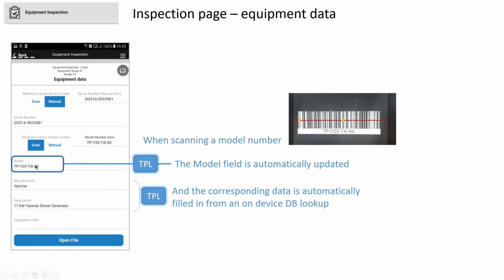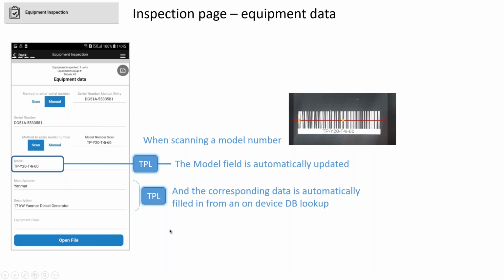So when we scan a barcode and we get a value back, if that value matches something we've already defined in our lookup database for equipment, it can automatically fill this in for us because it knows that this model number corresponds to these. So we're saving time filling this in, and we're getting accurate data that this is the equipment that was actually located at the site.